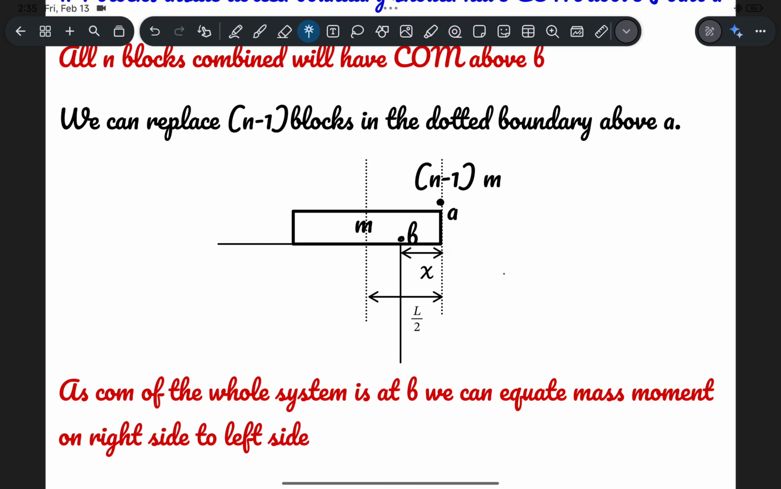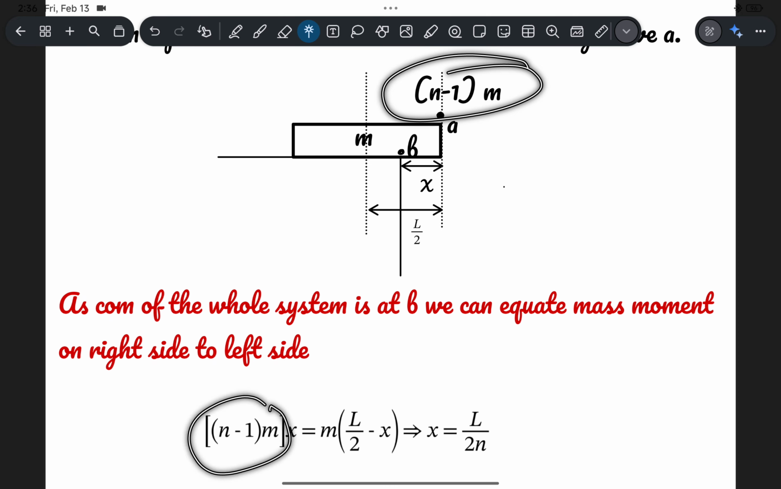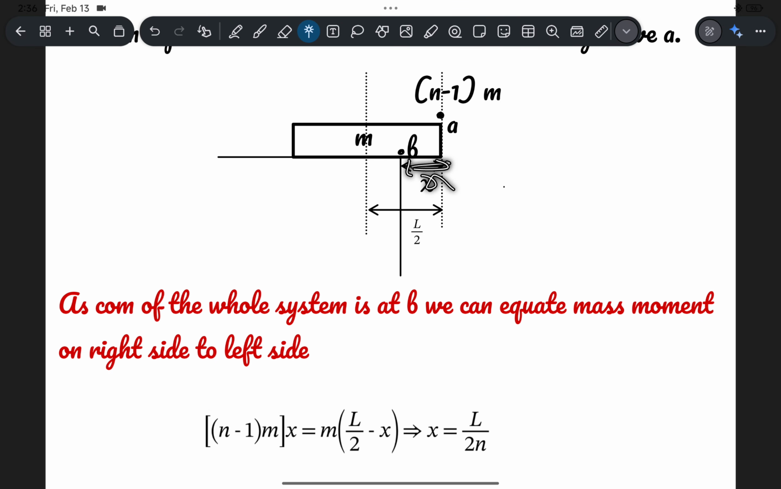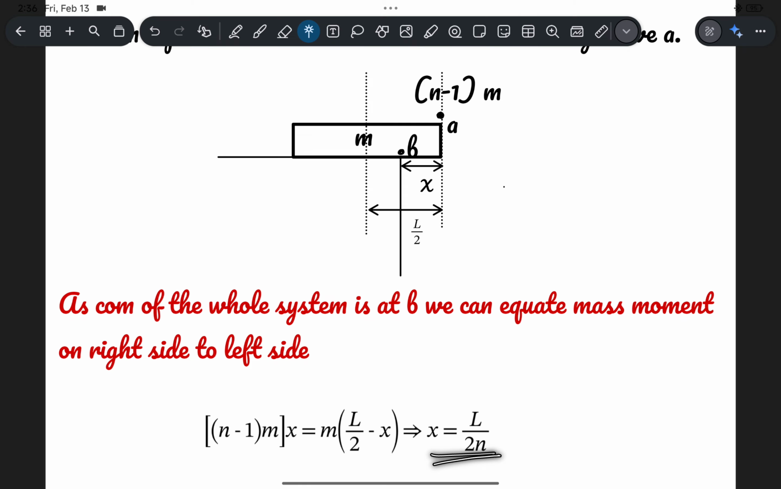So, using the same logic, this n minus 1 m mass is at a distance x. And where is this m mass? What is this length? L by 2 minus x. So we'll equate the mass moments: n minus 1 m mass into its distance from the center of mass of the system, which is x, equals m mass at a distance, this one minus this one, which is L by 2 minus x. So same thing we have substituted here. So we got x equal to L by 2n, with some simple rearrangement of this equation.